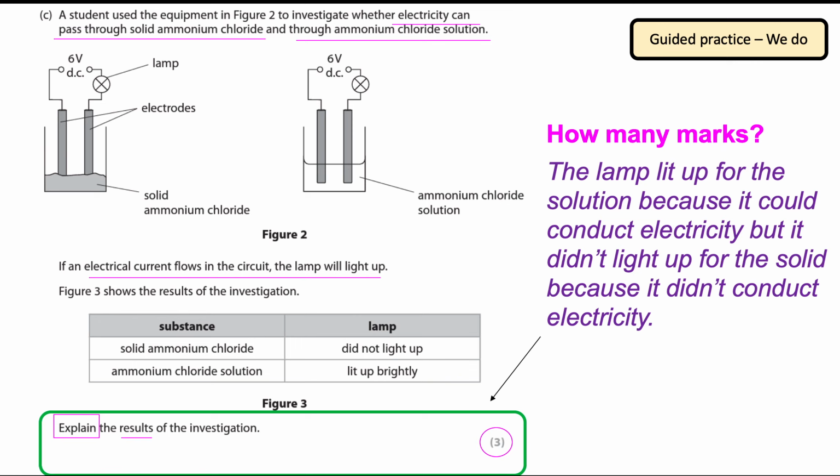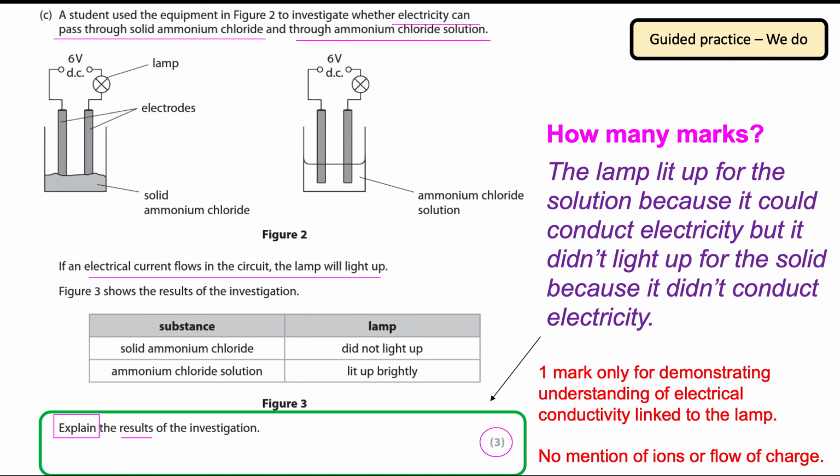Right then, they've only demonstrated one bit of scientific understanding here, and that's related to electrical conductivity and whether the lamp lights up or not, okay? So they would only achieve 1 mark for this, okay? Saying that it does light up when electricity can flow or when there is electrical conductivity, and saying the lamp doesn't light up when there isn't electrical conductivity is the same bit of scientific knowledge and understanding. For the second and third mark, they had to reference ions and the flow of charge.